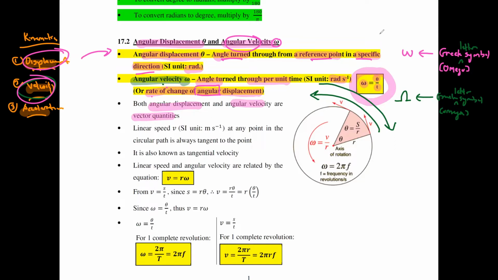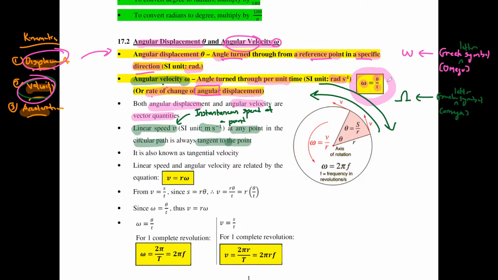Now, when something moves in a circle, we also have to consider something called linear speed, which is measured in meters per second. Linear speed can just be thought of as the instantaneous speed at a point, okay? So it is always tangent to the point. Here we define linear speed at any point in a circular path as always tangent to the point.